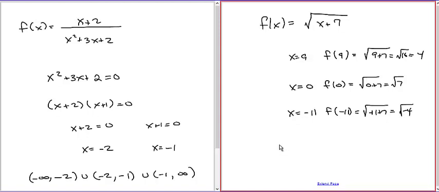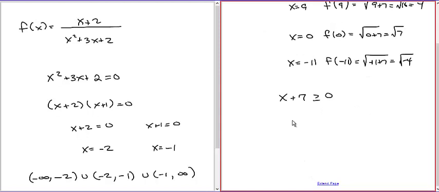So what we have to say is what values of x would make it such that the argument, x plus 7, is greater than or equal to 0. So we set up this inequality, and then we solve for x. So we get x is greater than or equal to negative 7.